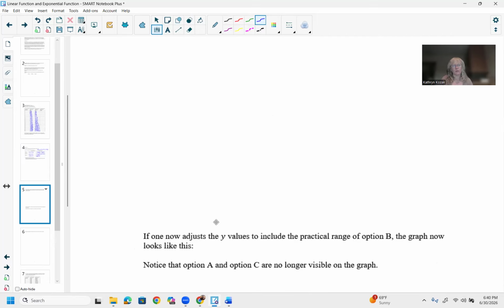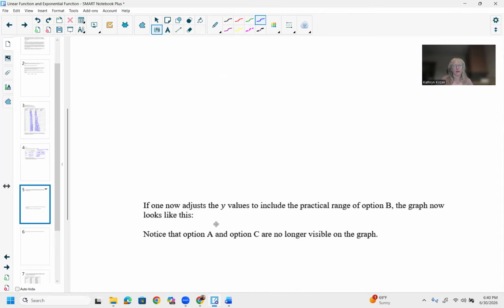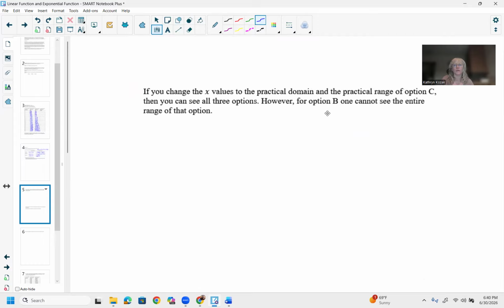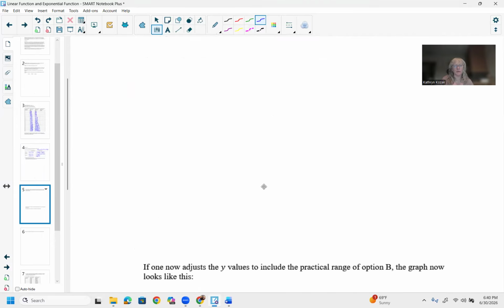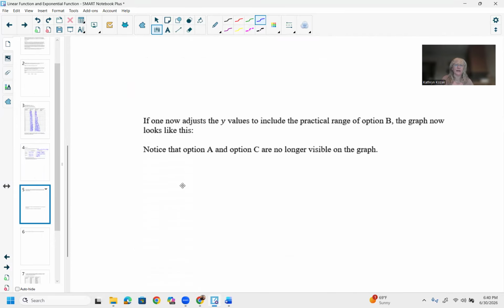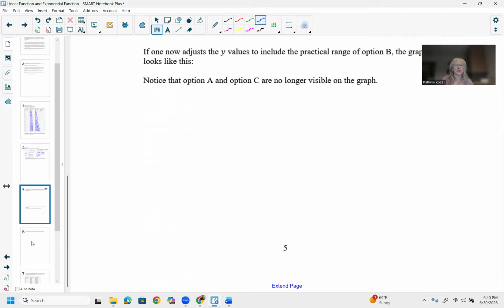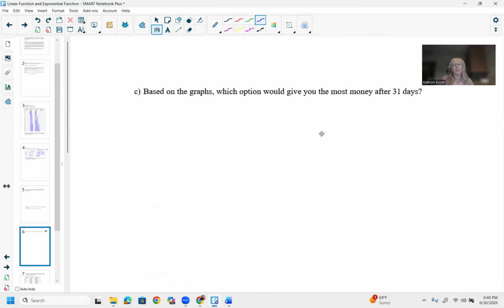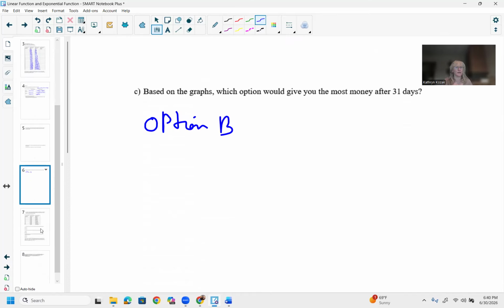So I went to option B's practical domain and practical range, so I can see more of that one. And then I noticed now I can no longer see options A and C. So now based on the graph, which option would give you the most money after 31 days? Well, it's obviously option B. It doesn't sound like it at the start. It sounds like it's not going to be the best method.